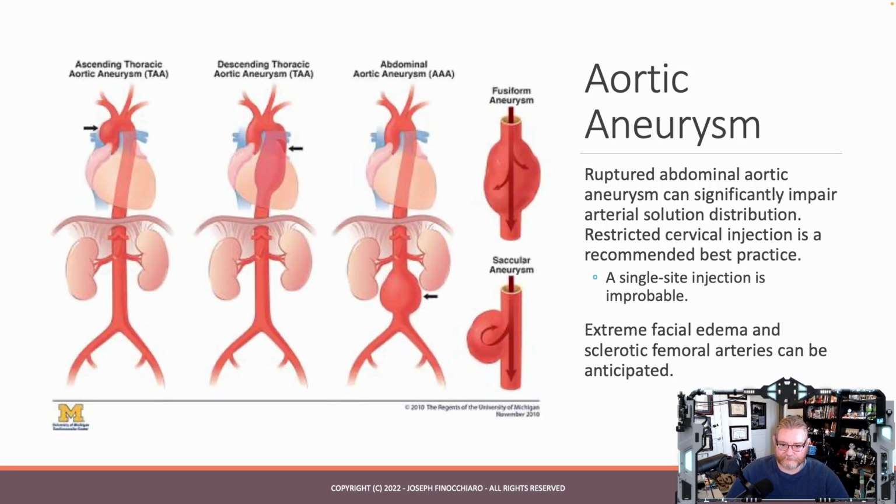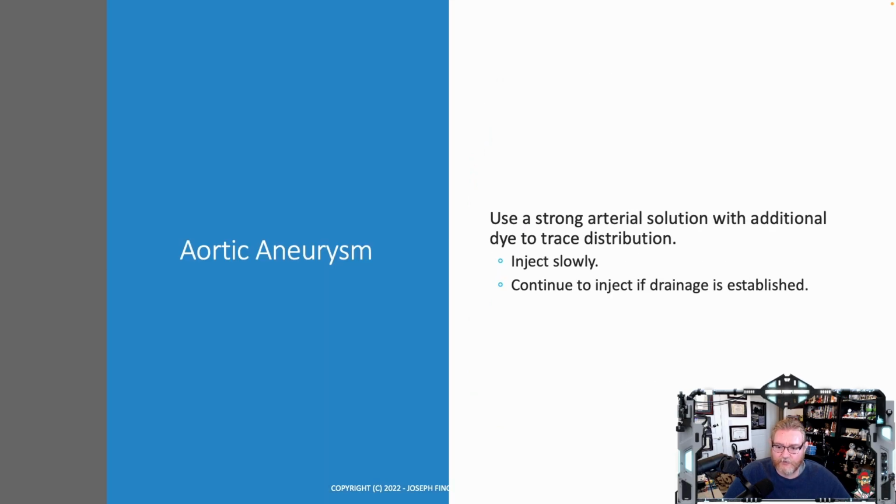Aortic aneurysm. A ruptured abdominal aortic aneurysm can significantly impair arterial solution distribution. Restricted cervical injection is a recommended best practice, and a single-site injection is improbable. Extreme facial edema and sclerotic femoral arteries can be anticipated. Use a strong arterial solution with additional dye to trace distribution.